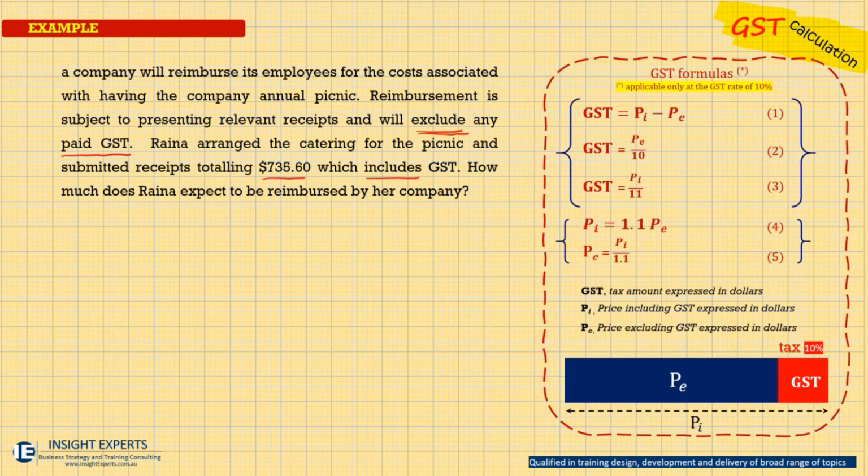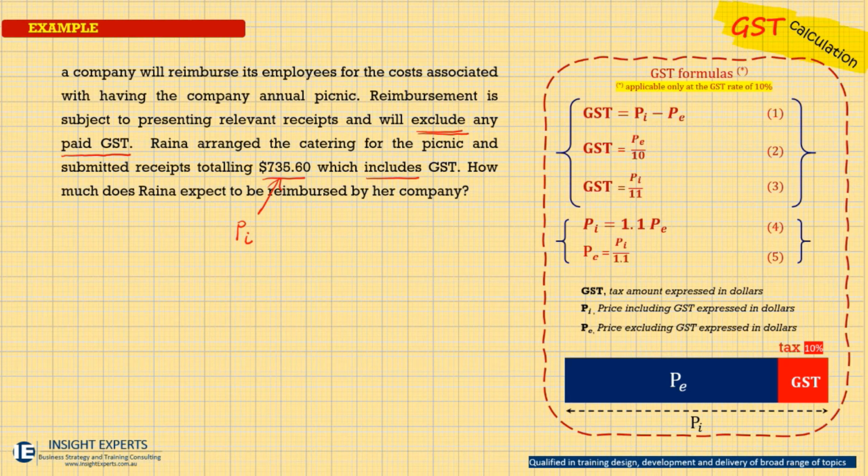So the situation is as follows. The company is happy to pay back for this picnic. However, they will only pay for any amount excluding GST. Now, Rena has the receipts, which include GST, so she has a job of extracting the GST amount and then submitting the receipt for reimbursement. So what do we have here? This is actually the price including GST. Price including GST.